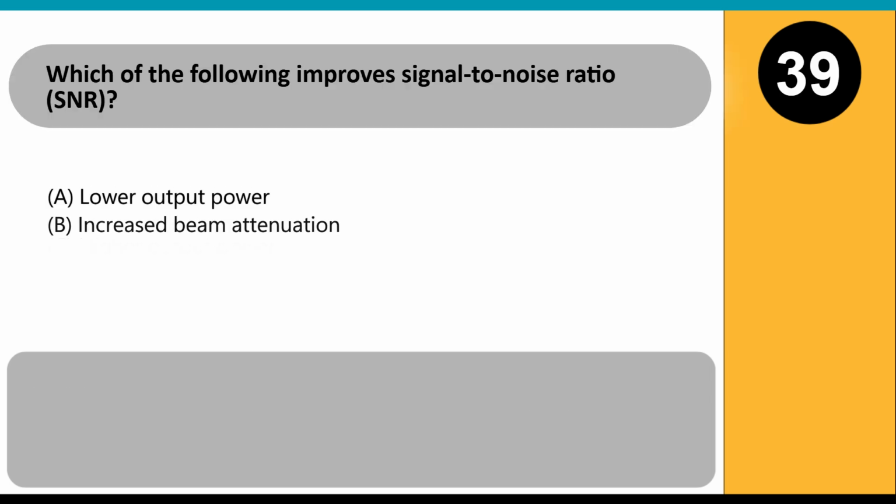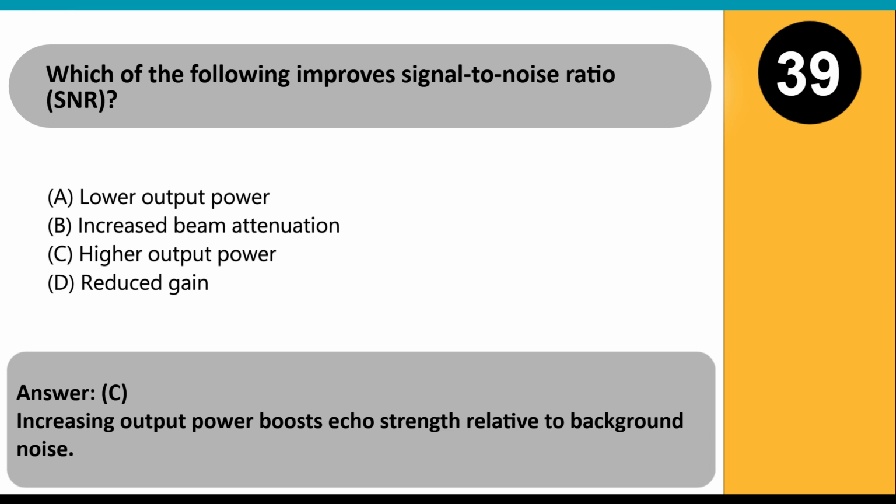Which of the following improves signal-to-noise ratio, SNR? A. Lower output power. B. Increased beam attenuation. C. Higher output power. D. Reduced gain. Answer C. Increasing output power boosts echo strength relative to background noise.